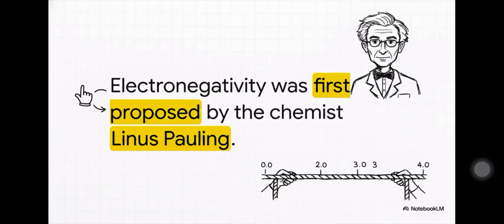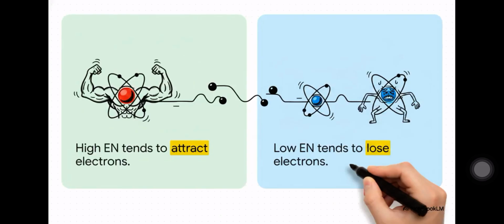He's the one who gave us the scale that lets us quantify this atomic tug-of-war, which completely revolutionized how we understand chemical bonding. The rule of thumb here is super straightforward but extremely powerful. If an atom has a high electronegativity value, it has a strong pull, and it tends to attract those shared electrons closer to itself. On the flip side, if an atom has a low electronegativity value, it essentially loses that tug of war, and its electrons are pulled away toward the more electronegative partner.